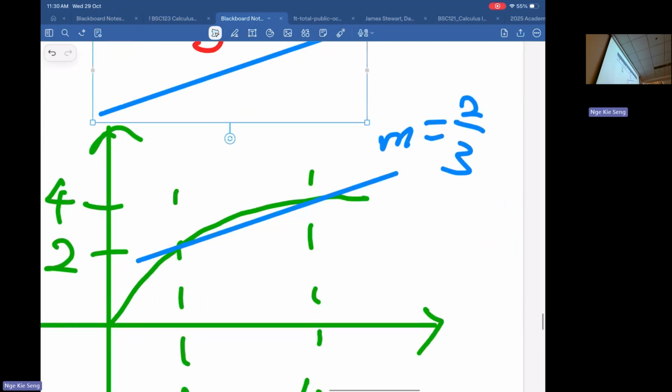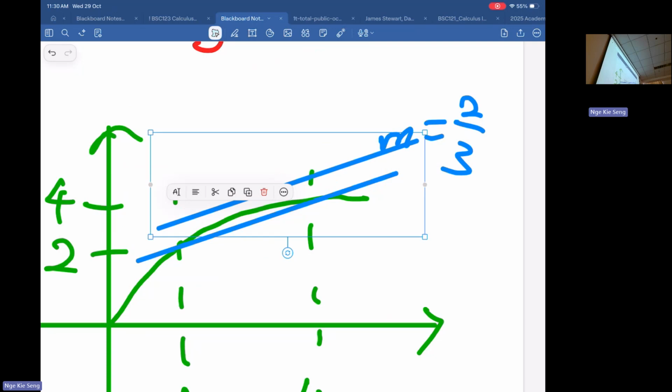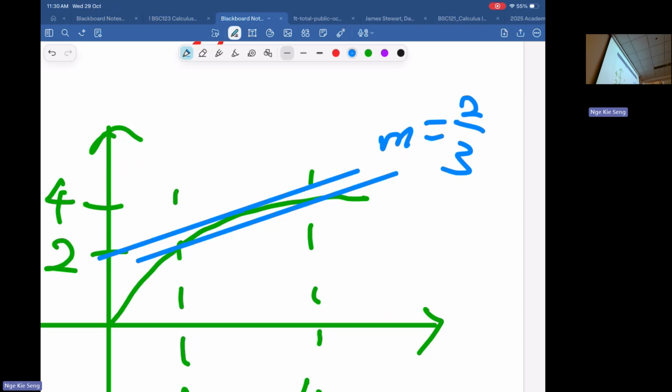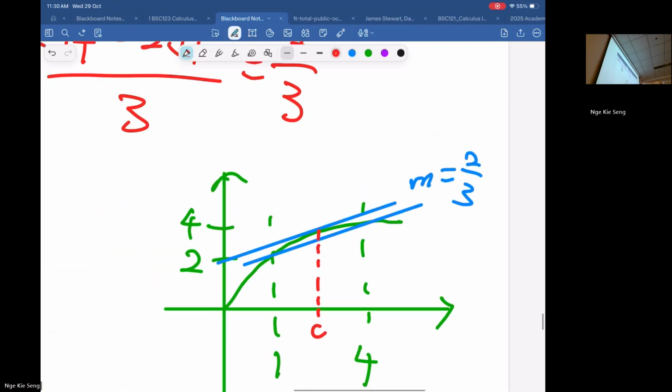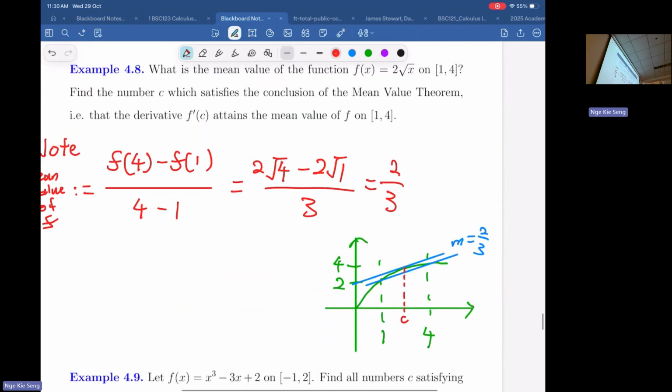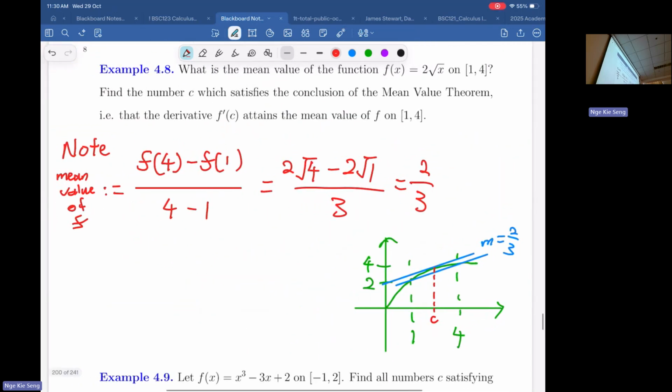So let's copy, paste. Can you see where it is from this graph? You just move this line around. Where does it match? Maybe somewhere around here. So we want to find what's this, what's the c? Okay, makes sense. But how do you find it? This amounts to finding f prime x such that it equals 2 over 3. But then you need to find what f prime x is.